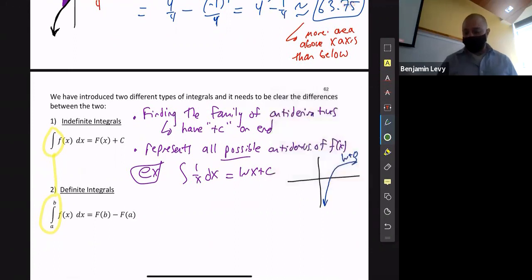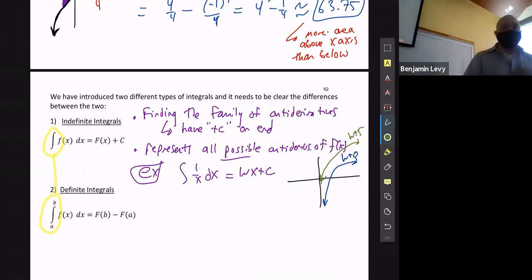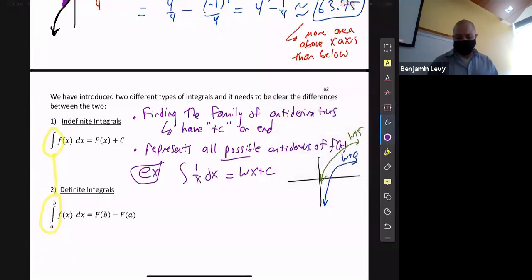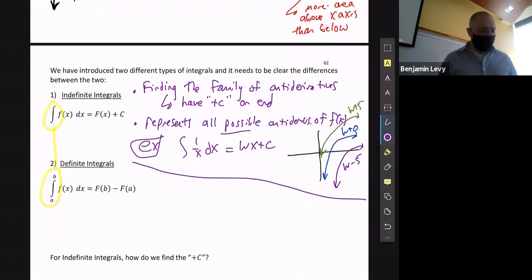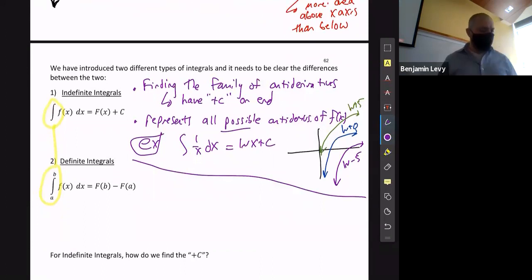If the C was 5 or something, it would move it up. Maybe that's ln plus 5. We don't know. If it was negative, it would move it down. Maybe it's this one. And so we don't know which one it is. It could be any of those possibilities. And we're going to talk about how we know which one of those it is in just a second, but just sort of setting up the indefinite integrals. What I'm trying to say there, though, is where we clarify that with the definite integral part.